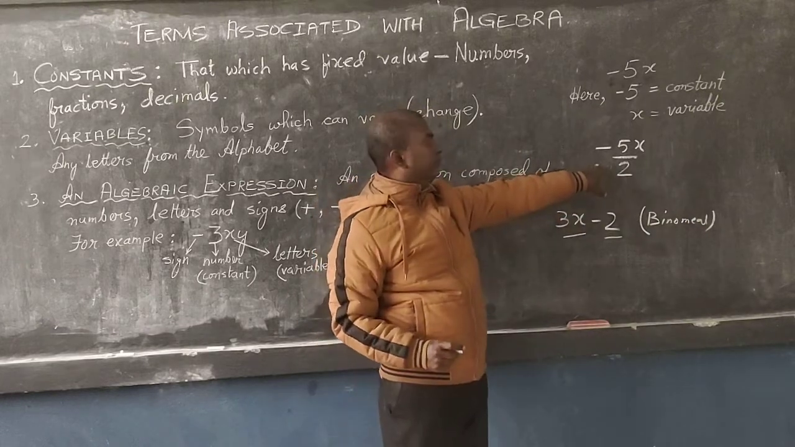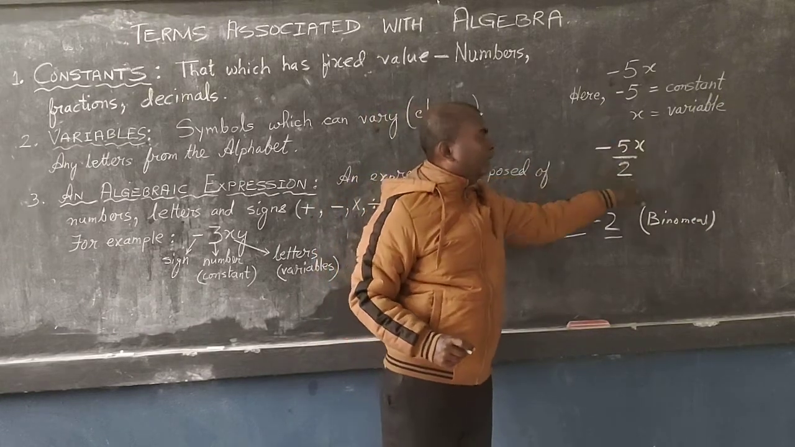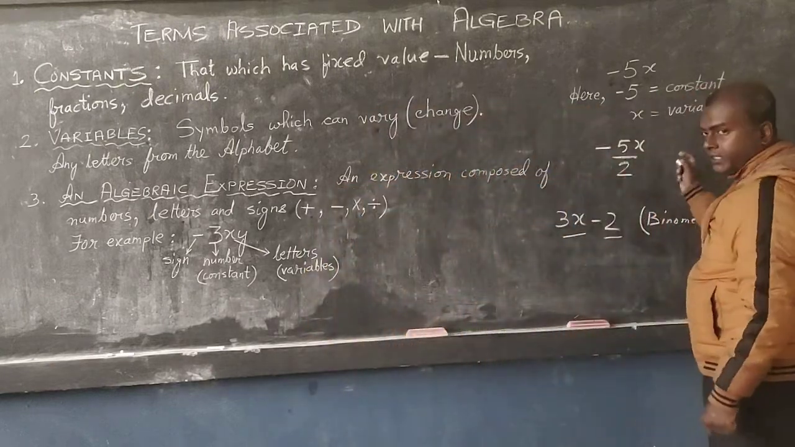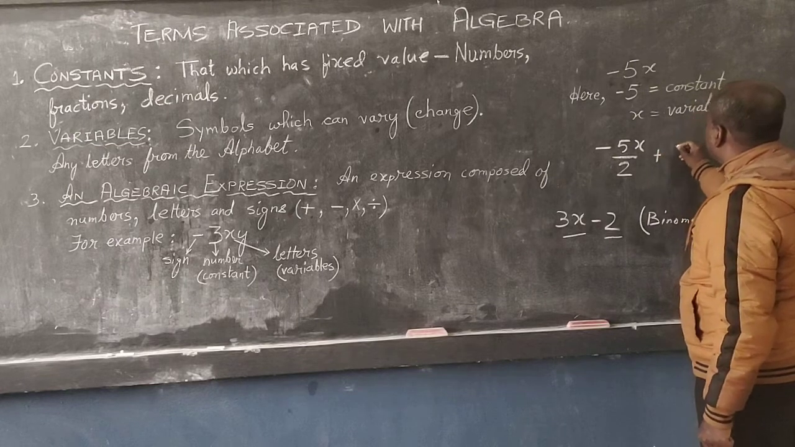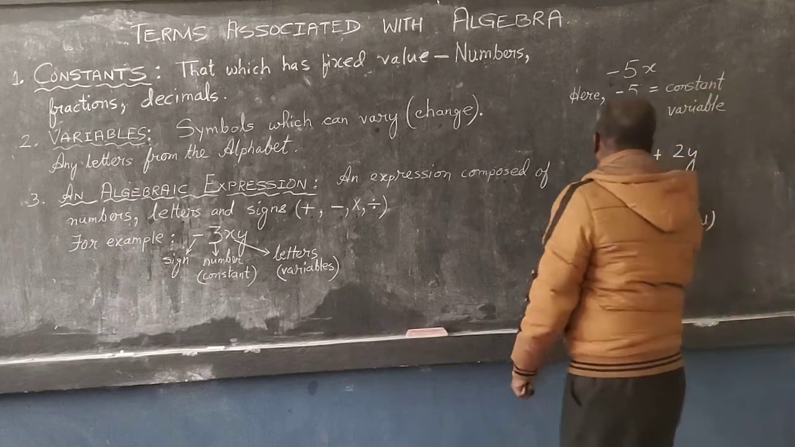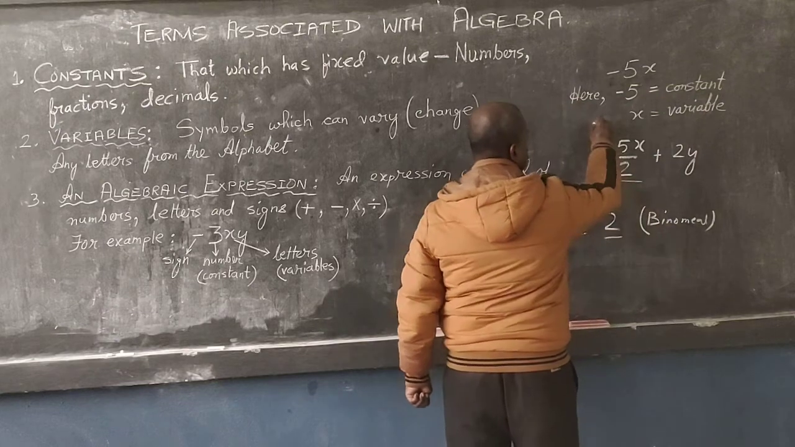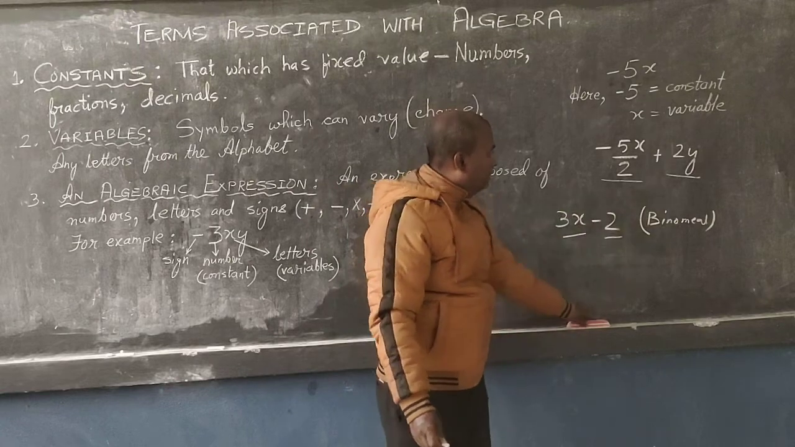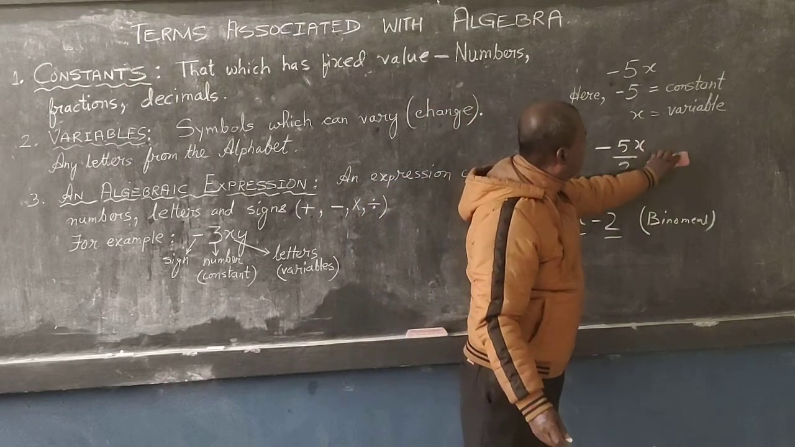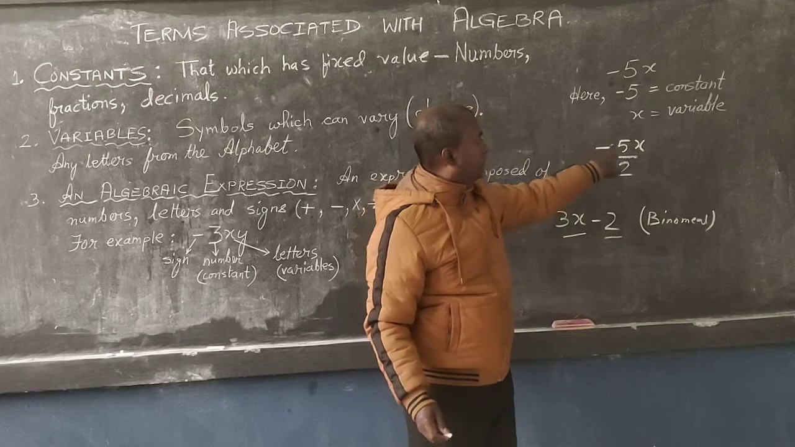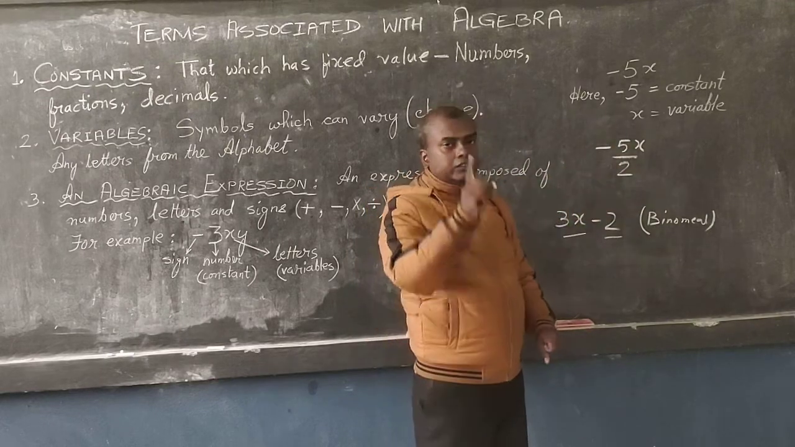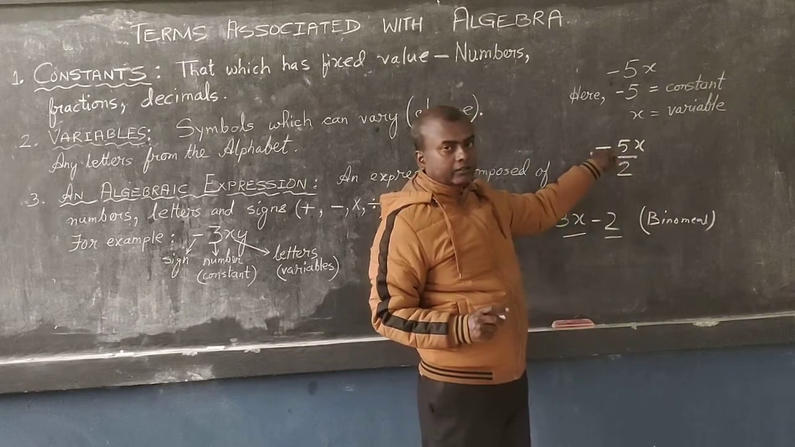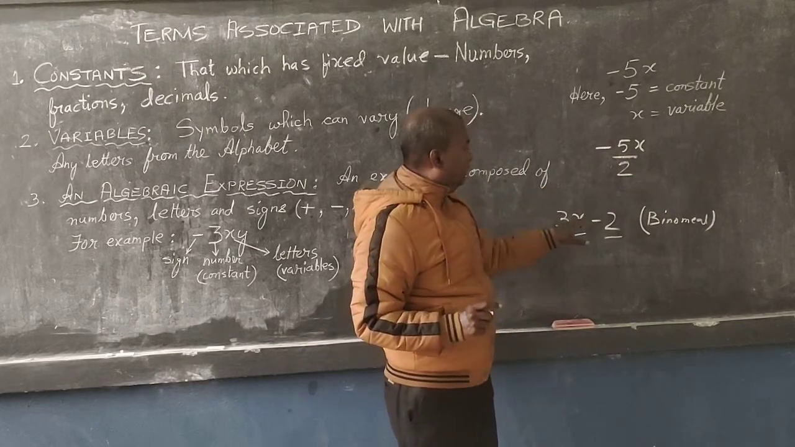If you see this one, this is just one algebraic expression. Suppose I want to make it a binomial, then we can write it this way. So in that case, this is the first term and this is the second term. But if only minus 5x by 2 is there, then this is just one term. One constant, one variable, one sign. This is one expression.